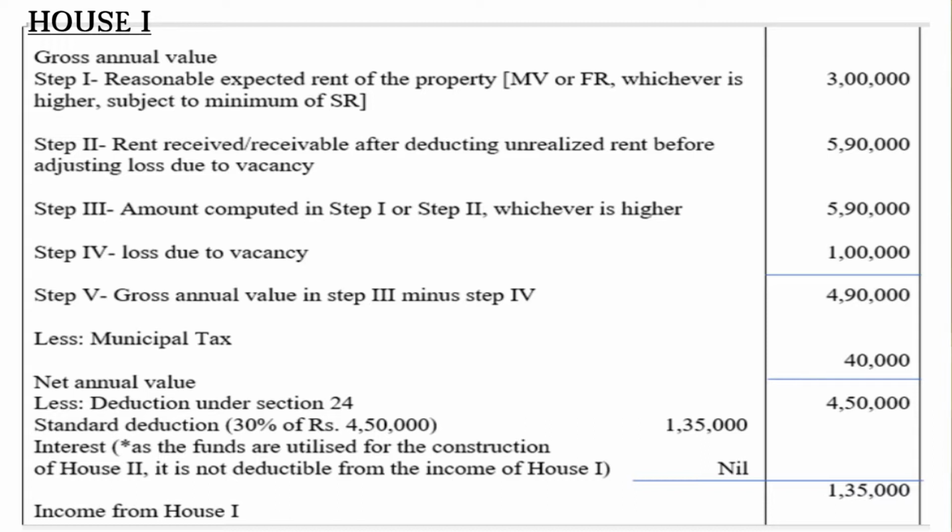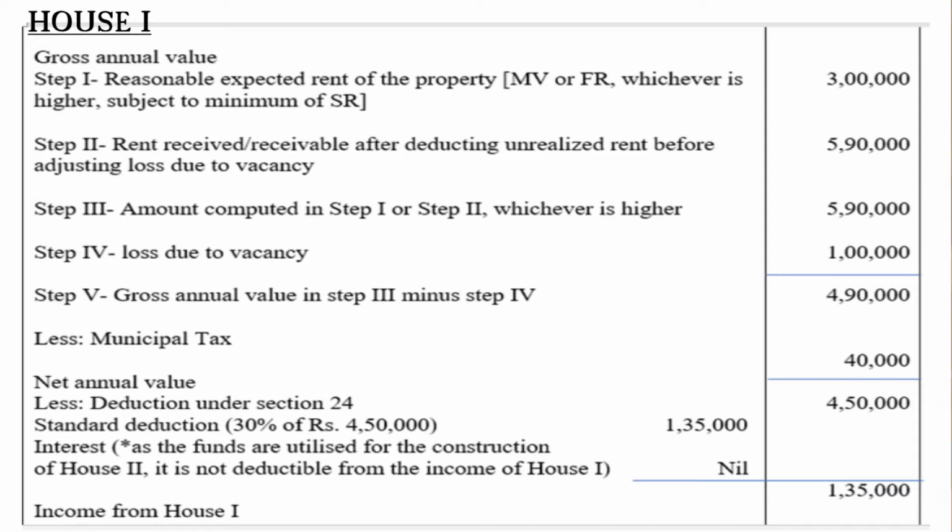Now there are general deductions under section 24 which are available in the head income from house property. There are two deductions available under section 24. One is standard deduction, which is 30% of rupees 4,50,000. So the rule is 30% of the net annual value. So here 30% of rupees 4,50,000 is 1,35,000.